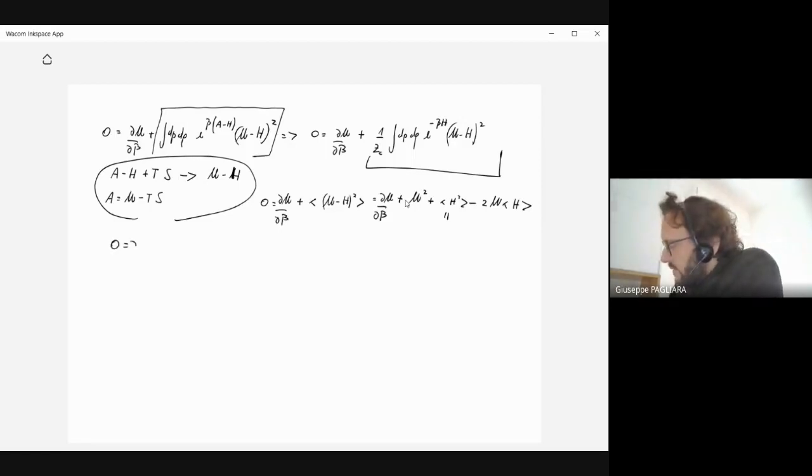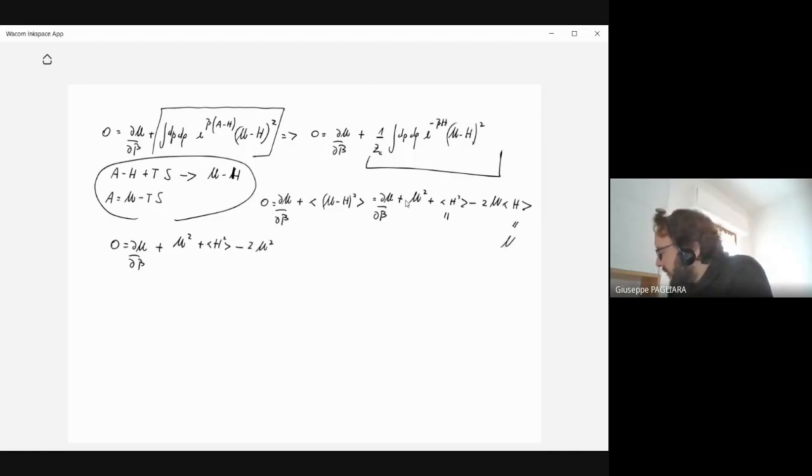So let me collect: derivative of u with respect to beta. Then I have plus u squared plus u squared. Then I have plus h squared average minus 2u squared, because this is just u. The average of h, which is the average of the energy, is u. Okay.